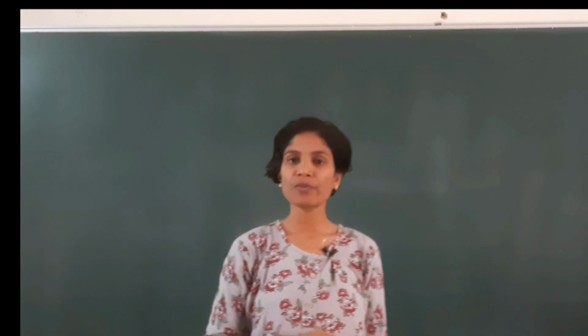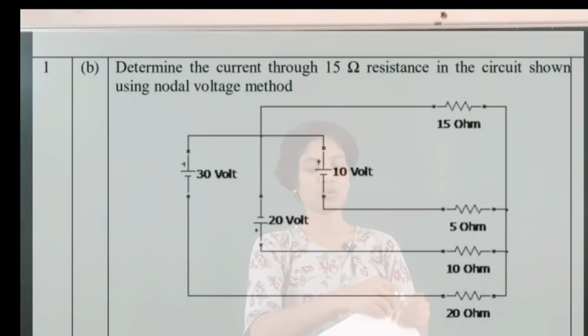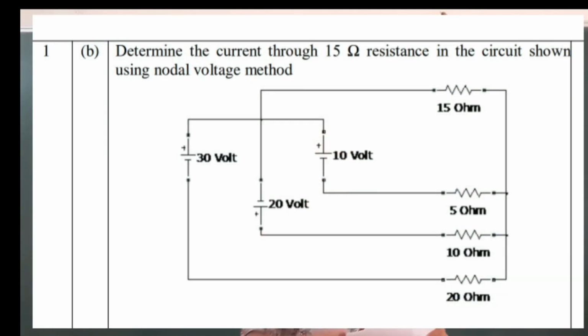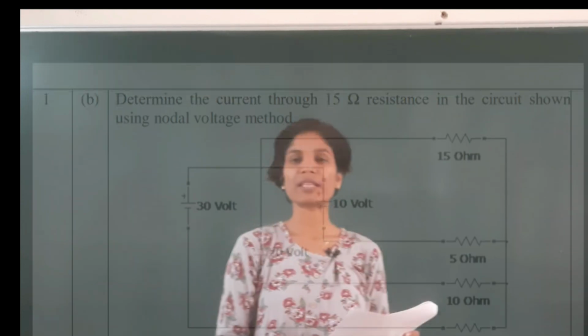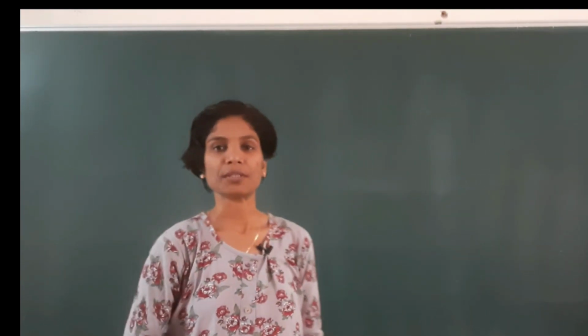Okay, so now we are moving to the second question, that is 1B. So in the question number 1B we are having a circuit, and the question is to determine the current through 15 ohm resistance in the circuit shown using nodal voltage method. That means we have to apply the node analysis. Okay, so first of all I am drawing the network here, and we will see what is the solution.